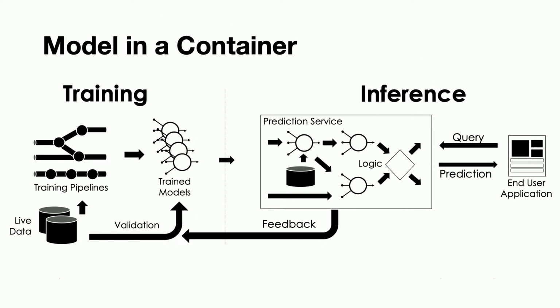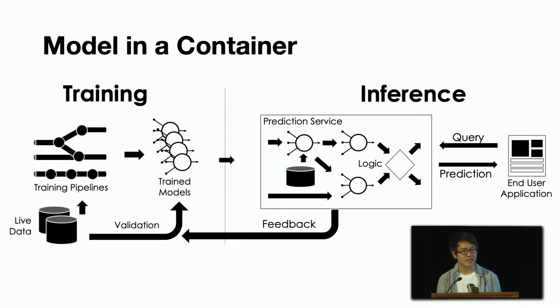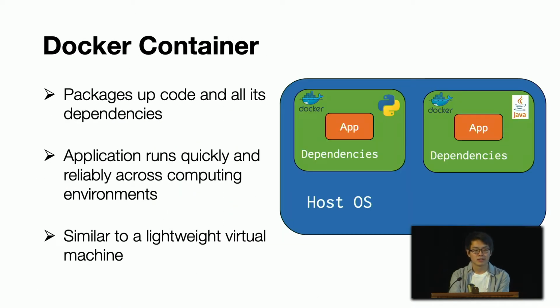An alternative approach is what we call the put-model-in-container approach. If we take a step back and think about how we deal with packaging predictions, we're exposing the model as some service. So we need to package the model in some prediction service. And Docker containers are a great technology for that. Just to get everyone on the same page, a Docker container is a technology that will package up code and all its dependencies, so applications can run quickly and reliably across different computing environments. You can think of it like a lightweight virtual machine.